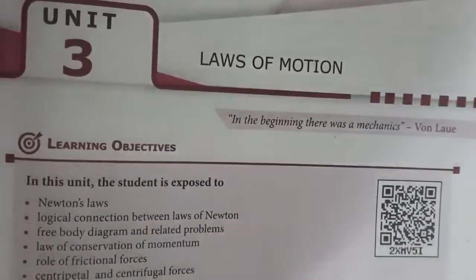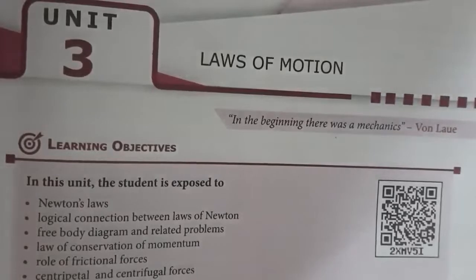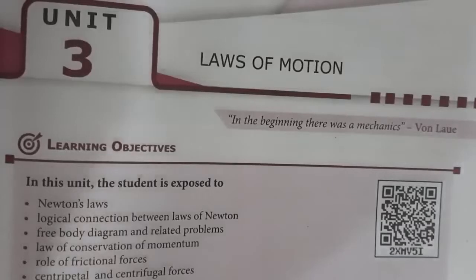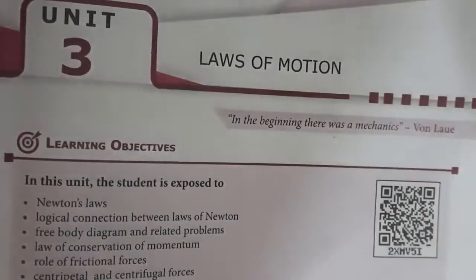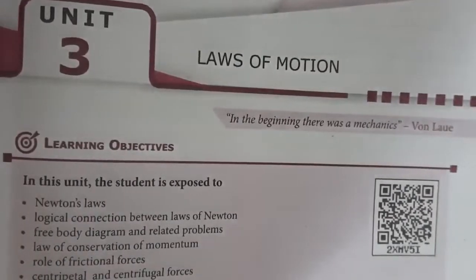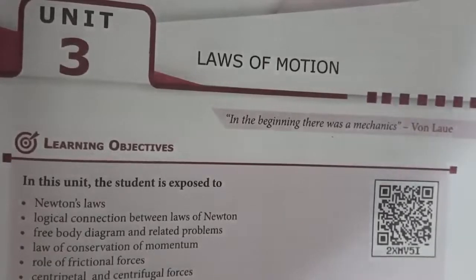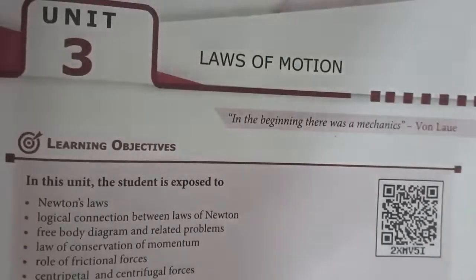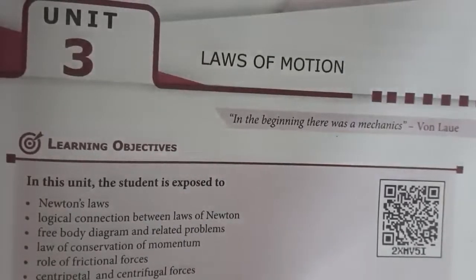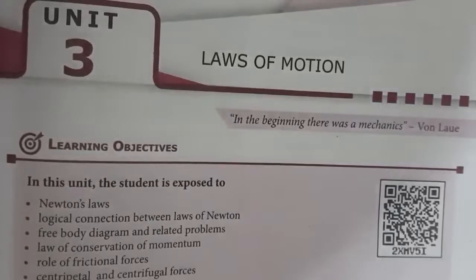State Newton's first law. Newton's first law states that every object continues to be in the state of rest or of uniform motion unless there is an external force acting on it. Newton's second law: the force acting on an object is equal to the rate of change of momentum of the object. That is F equal to dp by dt.